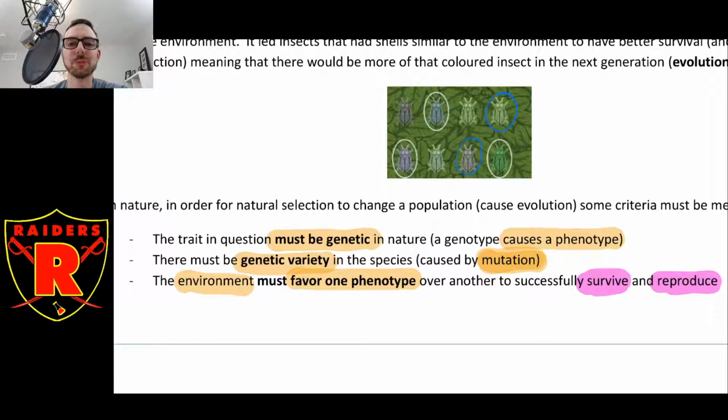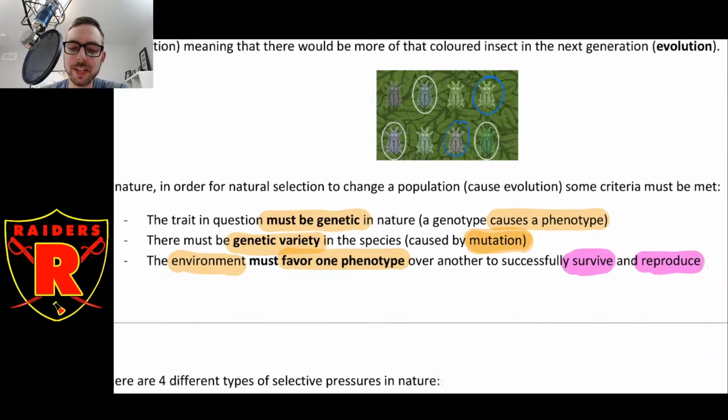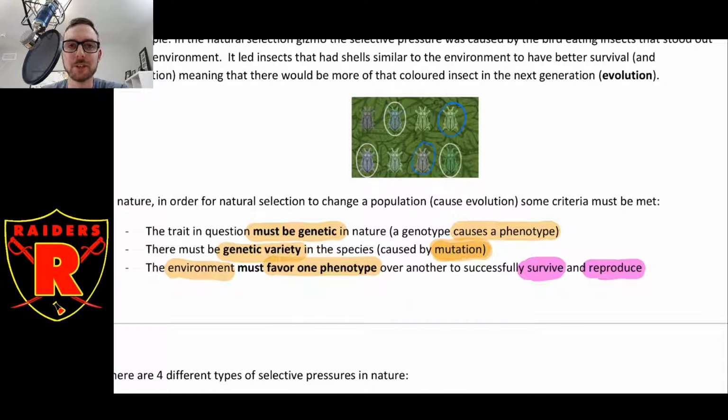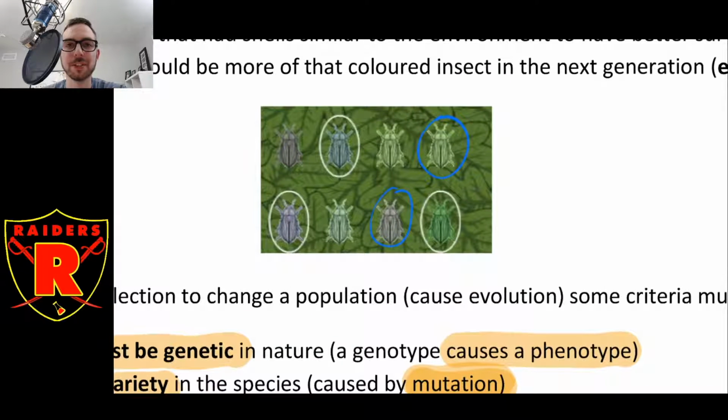If you did the gizmo, you'd notice that the new colors arise slowly over time through random mutation. That's a random process. So over time, you're just going to get new colors appearing in the population due to random mutation. And lastly, the environment has to favor one over the other. In this case, a predator was the thing causing the selective pressure. The thing that was favoring one type of phenotype over the other. And the ones that are better suited to camouflage themselves, that have a color closer to the color of their environment, are more likely to survive and reproduce.